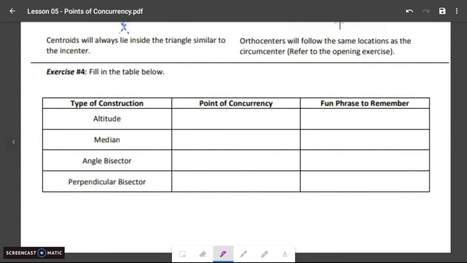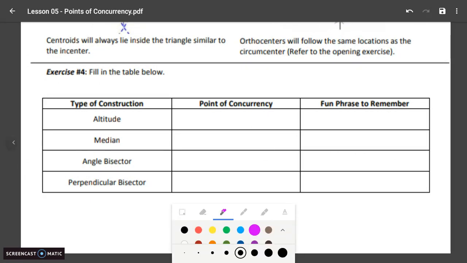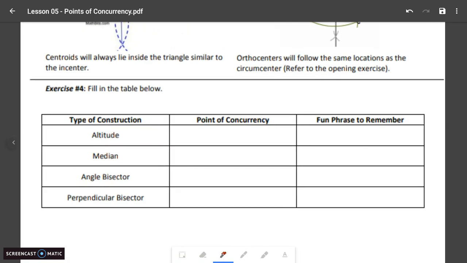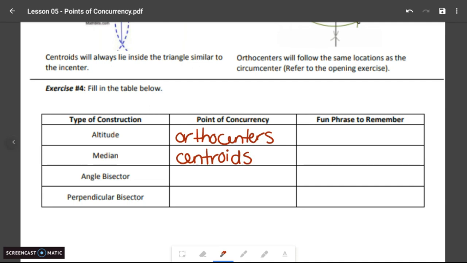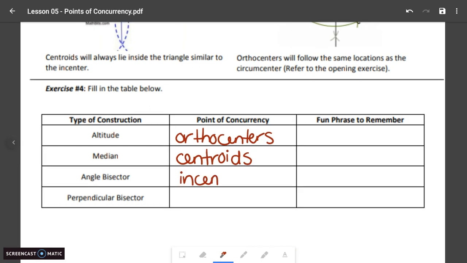But the last thing we're going to do is just fill in this table. We do need this table, and we do need to know the keywords that go together. So altitudes form orthocenters. Medians form a centroid. Angle bisectors form incenters. And perpendicular bisectors form circumcenters.